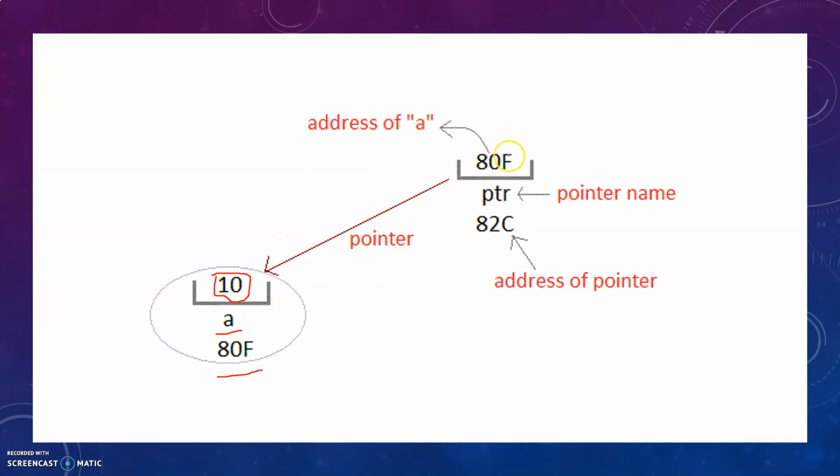So I have to go to 80F, so I can directly go to 80F. Who will point? The address of the pointer, 82C. That means the element that will point to my address. That means the courier boy, this is the courier boy who will point to the address of mine. Clear? This is called a pointer variable or PTR.